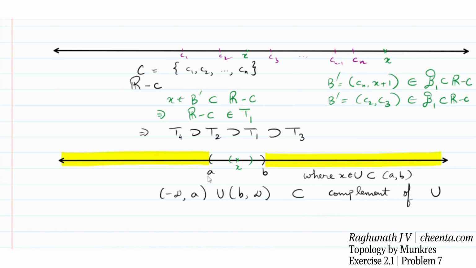Now obviously, minus infinity to A cannot be a finite set, it must be infinite, right? Because it does not have any minimum, so it must be infinite. But that is a contradiction, that any complement of open sets in T3 is finite. So that is not possible, that T3 is finer than T1. So this is the order of topologies.